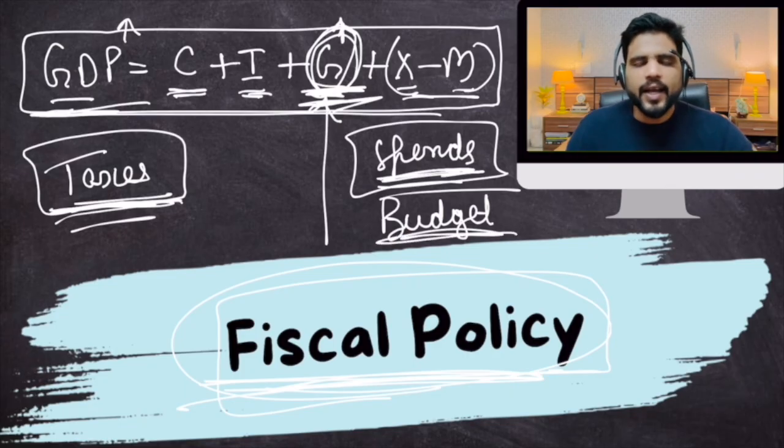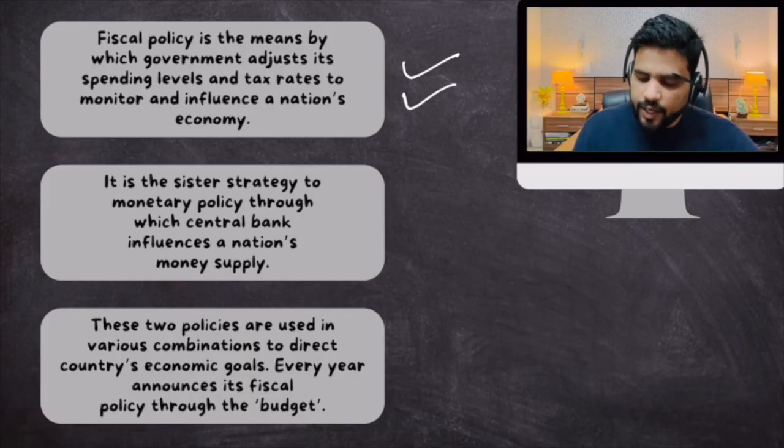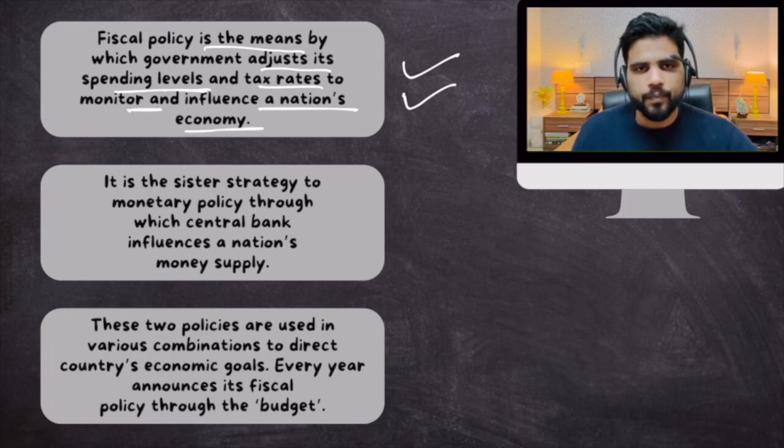Okay? That is why I told you in the beginning that fiscal policy is nothing but, or government budget is nothing but, a fiscal policy document. All right? So here are a few things about fiscal policy. Let's read a few things. Fiscal policy is the means by which government adjusts its spending level and tax rates to monitor and influence a nation's economy. Okay. Now, fiscal policy works in tandem with monetary policy.